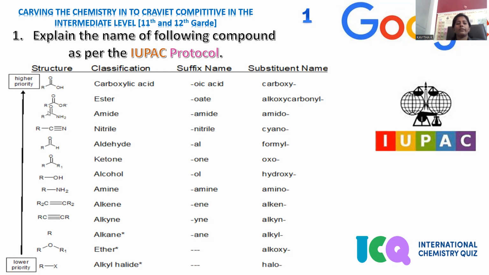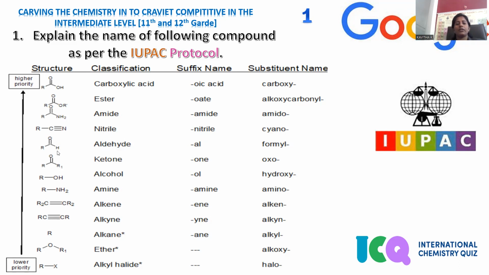Whenever you have C double bond NH2, it is called amide. All these are part of the derivatives of carboxylic acid only. In the IUPAC protocol, amide is alkanamide, right? If it is the substituent, you have to say amido. Then RC triple bond N is called a nitrile. As per IUPAC you can say alkanenitrile. If it is the main functional group, alkanenitrile can be taken. If it is the side chain, you have to mention cyano.